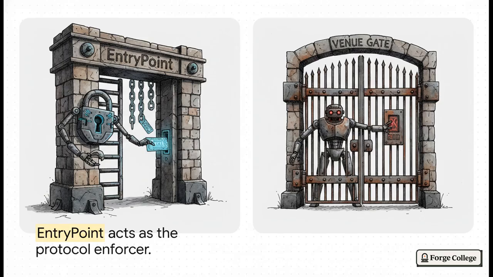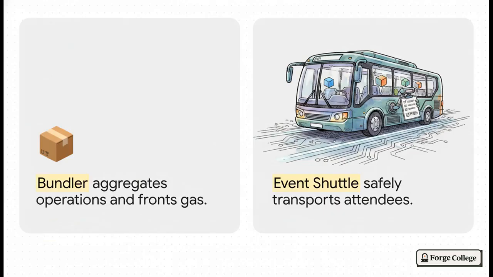No exceptions. The bundler, in this scenario, is the event shuttle bringing groups of attendees to the gate. And think about it. The shuttle driver wants absolute assurance that every single pass is valid before they put that bus in drive. Why? Well, so they don't lose their own money on gas, delivering rejected customers who are just going to get turned away at the door anyway.